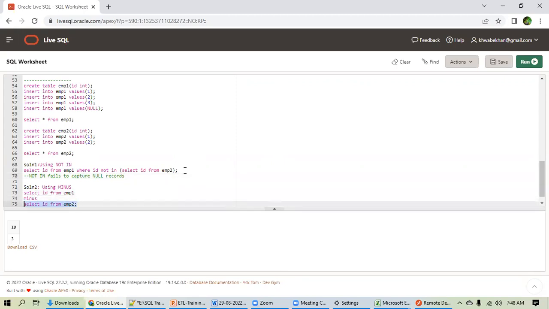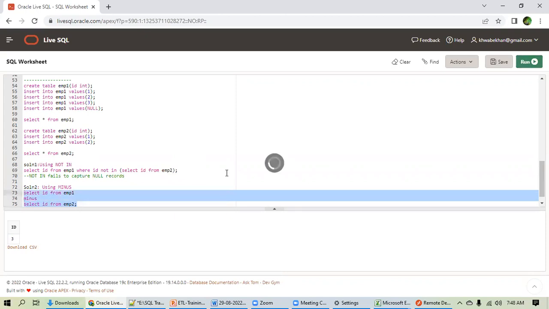Now I'm running this minus. Check the output. What is in the output? 3 and null both. So now you got the reason why we use the minus operator. Is that clear? Okay. So not in fails to capture null records. That is why we have this minus operator. This will capture the null as well. That is the reason we have this minus operator. Any questions? Over to you guys.